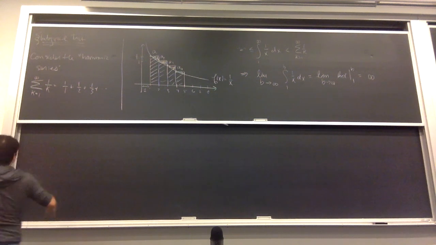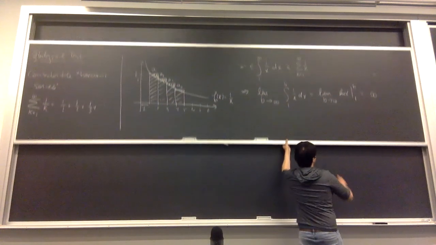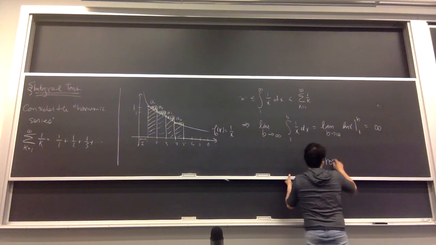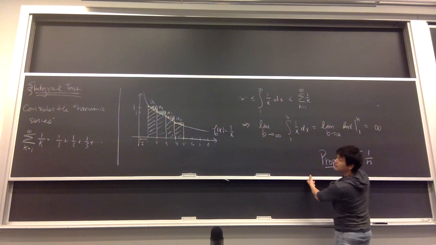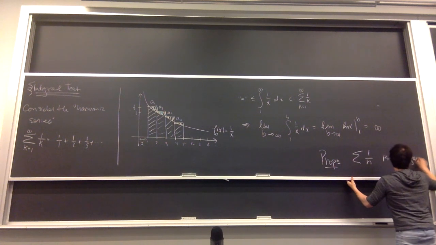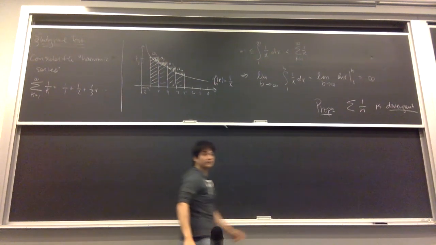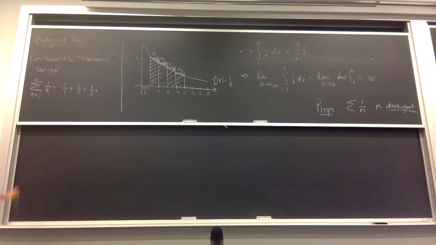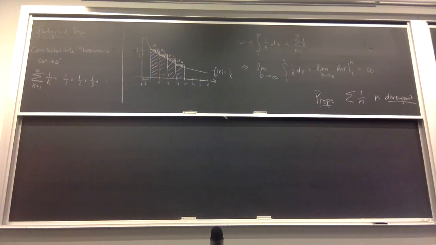Okay, so what have we determined? This is pretty important. The sum of 1 over n is divergent. Okay. This is a very important example to keep in your head. The next thing we're going to have to do is something called the comparison test, and we're going to need a sort of box of examples to compare to.